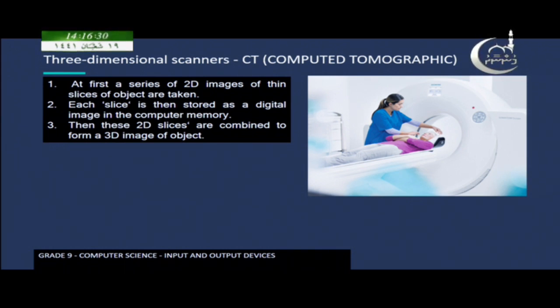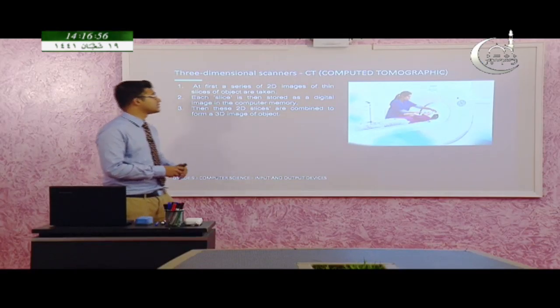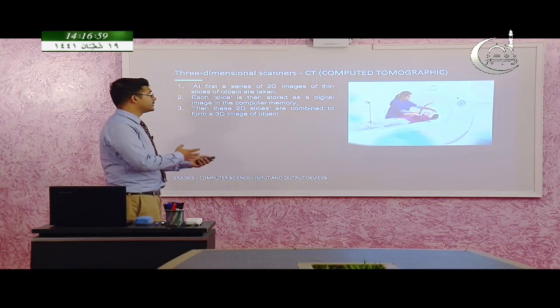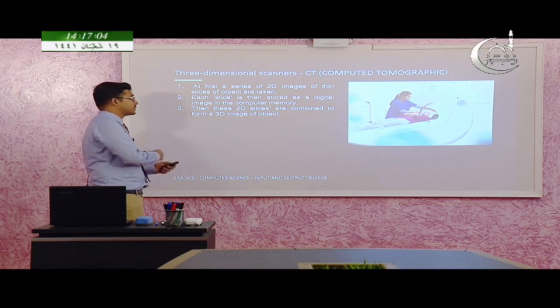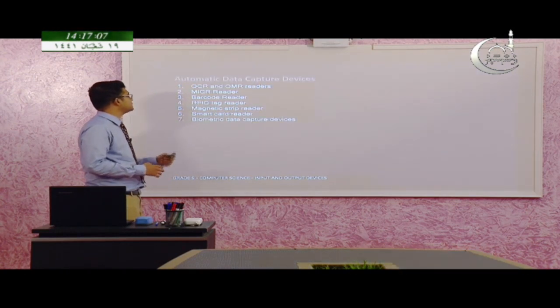A CT scan is a procedure in which 2D slices of a particular image are taken and combined to form a 3D image. As a first step, a series of 2D images of thin slices of an object are taken. Each slice is stored as a digital image in the computer memory, and using these 2D slices we produce a 3D object. That is the process called tomography. CT, computed tomography, is basically used in the medical industry, but it does not always have to be medical; for other purposes, like industrial purposes, we also use certain CT scans.